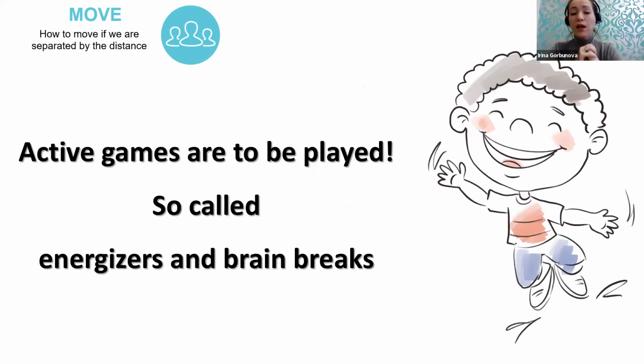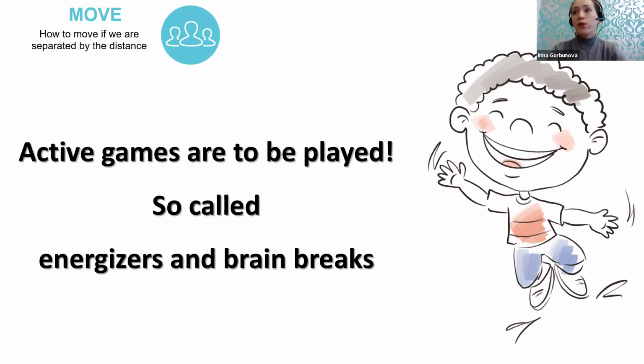But there is a problem with the active games. They are children, they have to move, and they get so tired, and we do not want to make our lessons shorter, right? If there was a 60 minute lesson offline, why should I spend just 30 minutes? No, I don't like it because I actually lose my money if I shorten my lesson. So active games are to be played. They are so-called energizers or brain breaks. And now I would like to show you some of them.